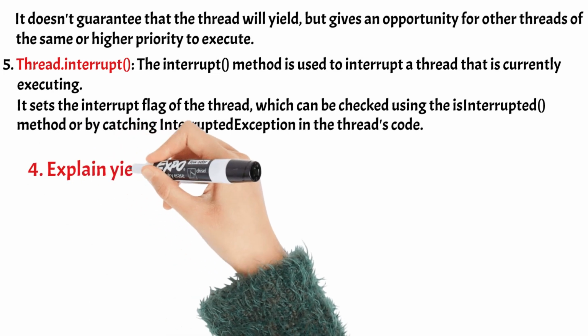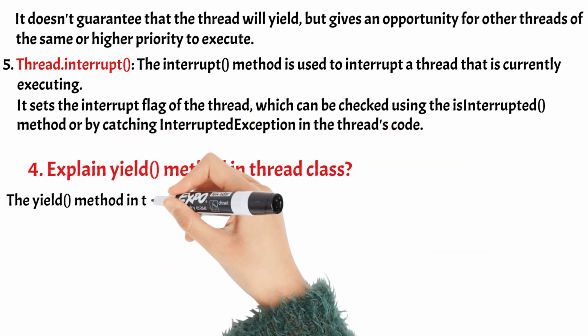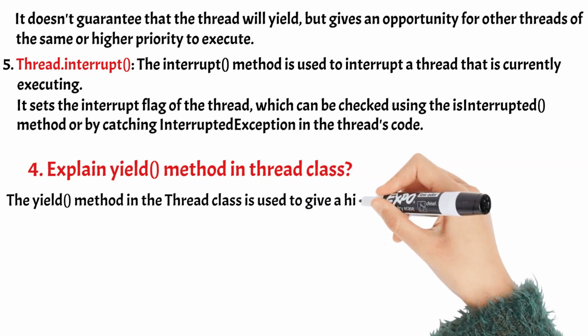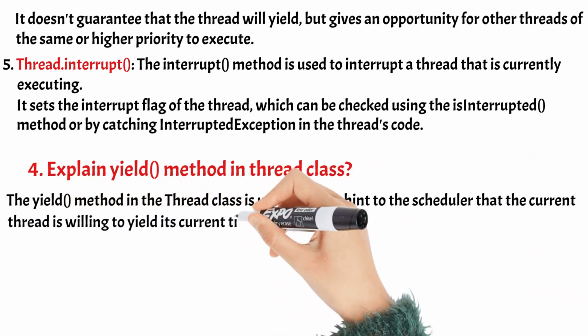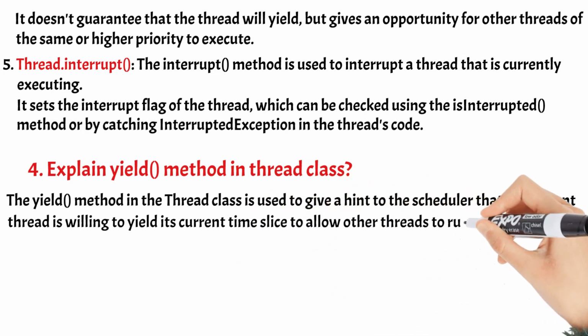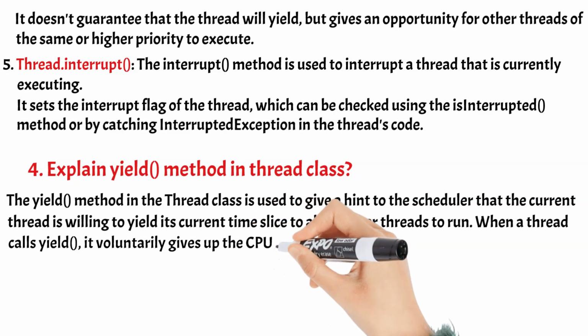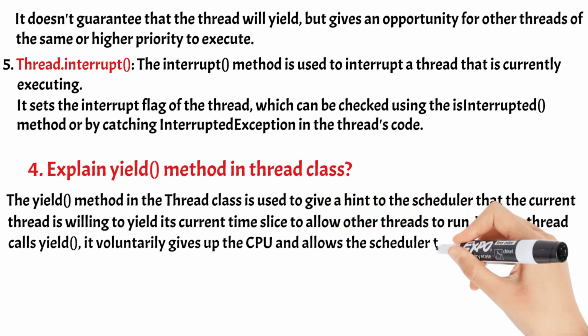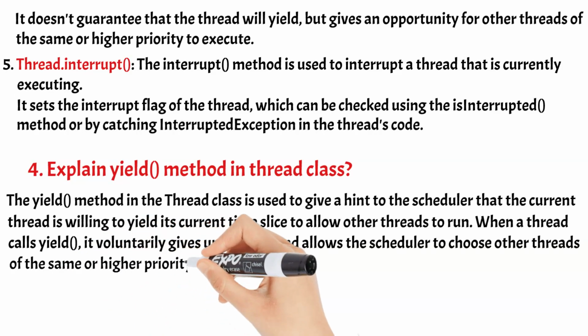4. Explain yield method in thread class. The yield method in the Thread class is used to give a hint to the scheduler that the current thread is willing to yield its current time slice to allow other threads to run. When a thread calls yield, it voluntarily gives up the CPU and allows the scheduler to choose other threads of the same or higher priority to execute.